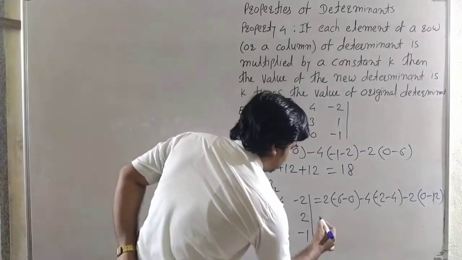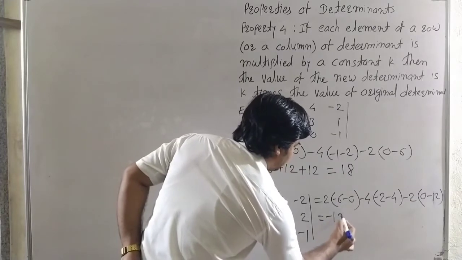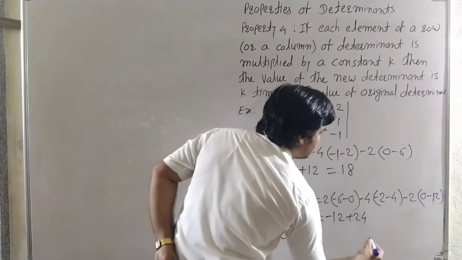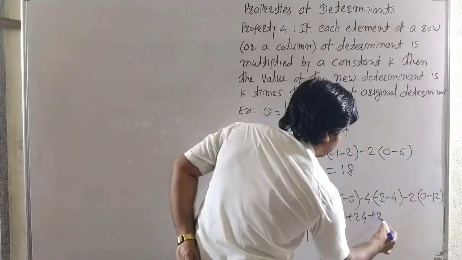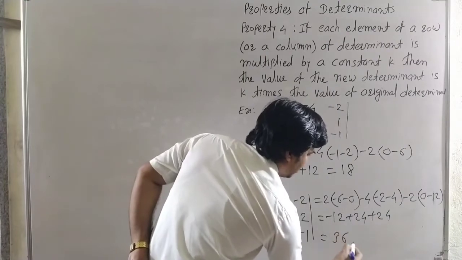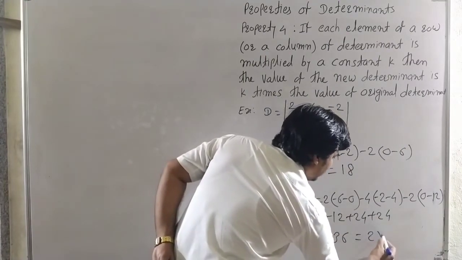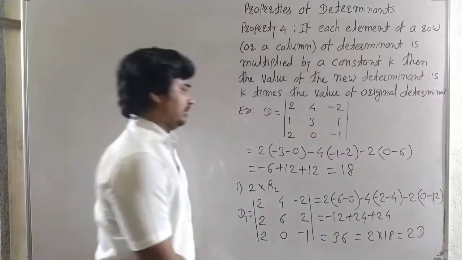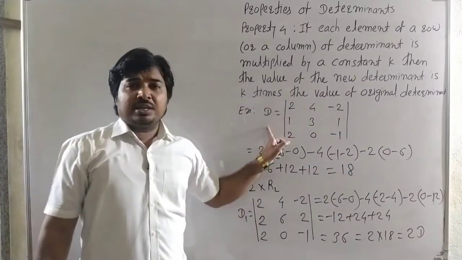Okay, and then it is minus 12. It is minus 6. It is a plus 24. And again plus 24. Okay, and then it is 36. And 36, it is 2 into 18. And 2 into 18, that is 2 into D, the original determinant. Here, it is the original determinant.